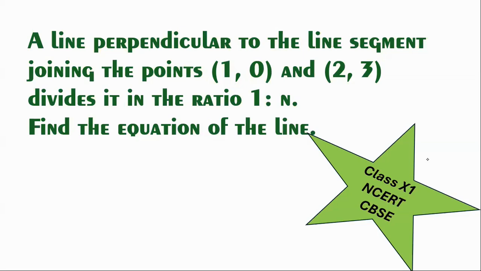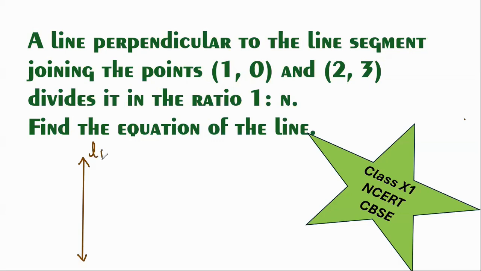A line perpendicular to the line segment joining the point. So while reading the question, I am just making the XY plane for it. A line. So there is a line. A line is something which does not have an ending point nor an initial point, so I am making arrows on both sides. So this is the line.